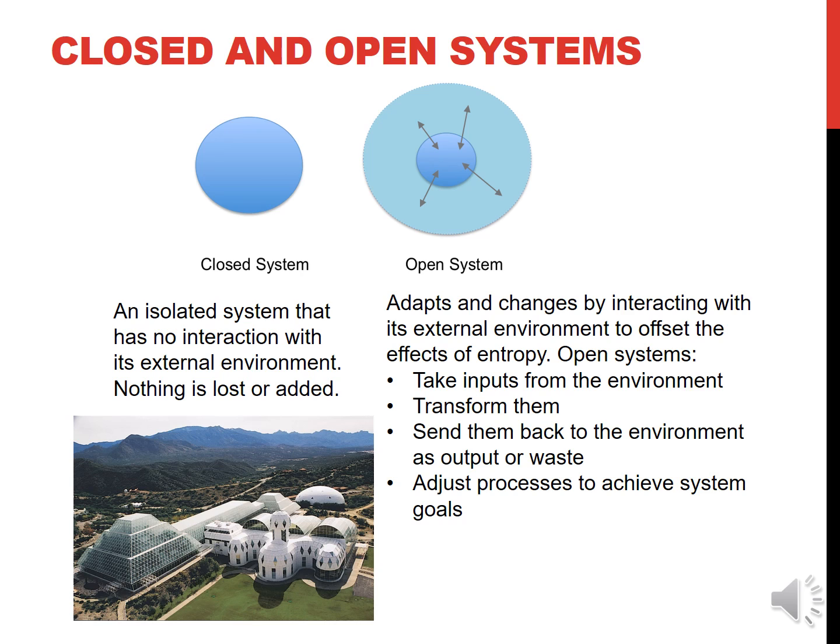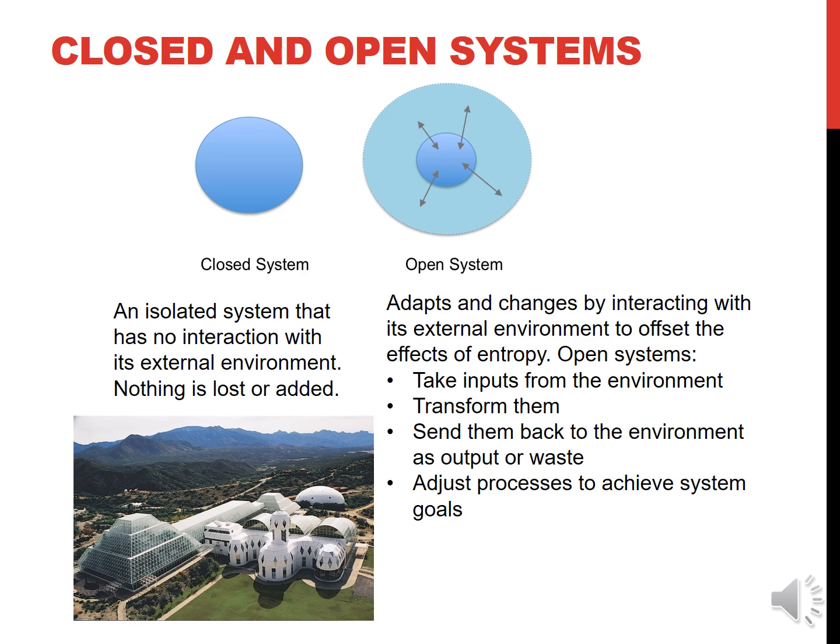In systems theory, well, this is not really going to be a class on systems theory, but I'll give you some basics so you can understand why context is so important. In systems theory, there are two types of systems: closed systems and open systems. In a closed system, all elements of the system are closed off from the external environment. It's an isolated system that has no interaction with this external environment. Nothing is lost or added.